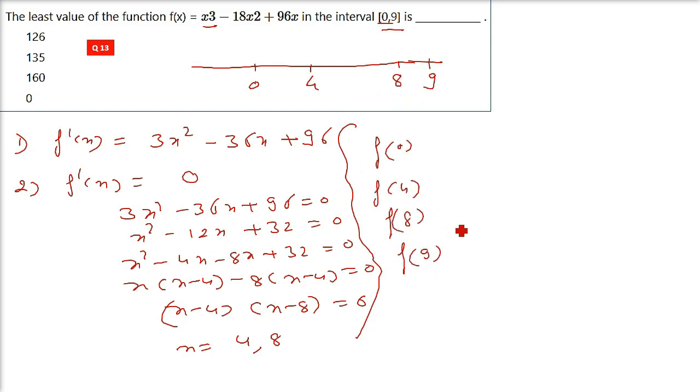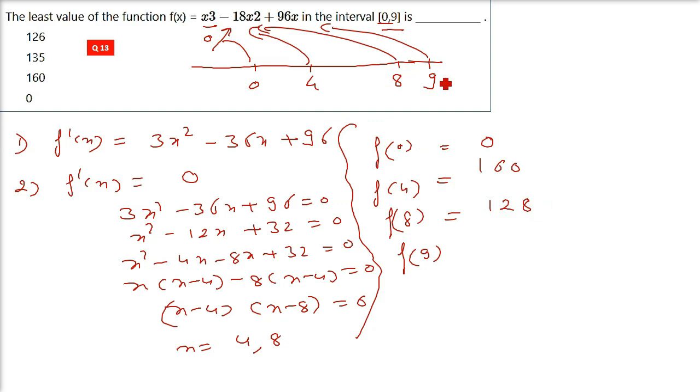So we'll find out f(0), f(4), f(8), f(9). I hope you got the idea. So this 0, 4, 8, 9 you have to place in this equation. Try to find out the values, take the minimum out, that is the least one, and that is going to be your answer. Because we have to find the least value of the function. So f(0) is 0, f(4) is 160, f(8) you are going to get 128, f(9) it will be 135. So what is the minimum value?